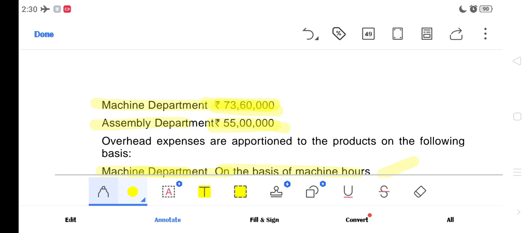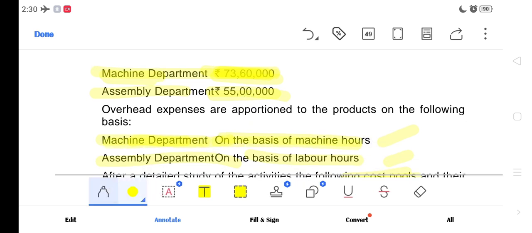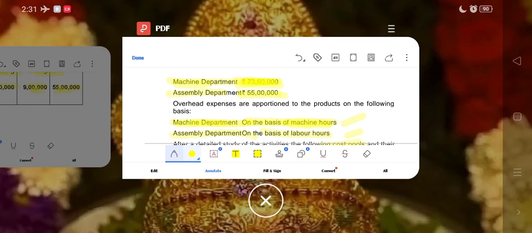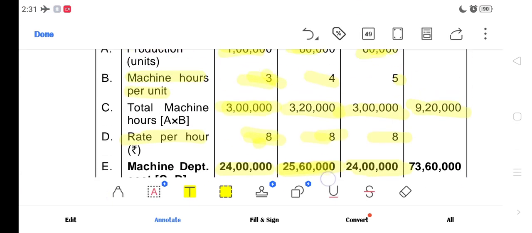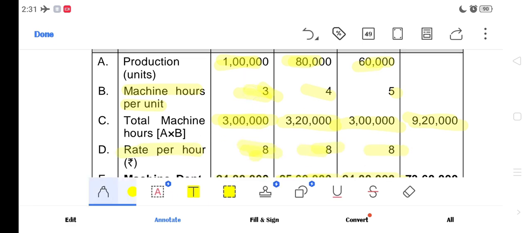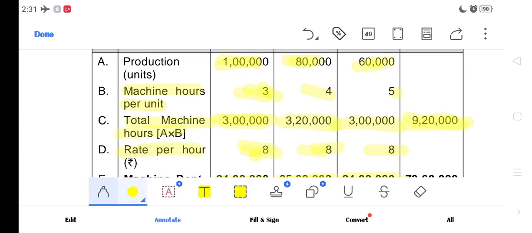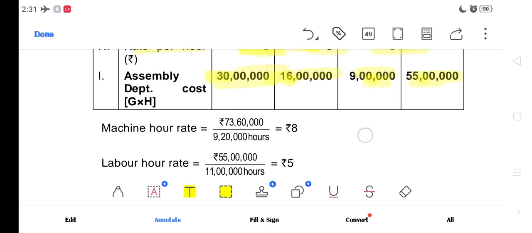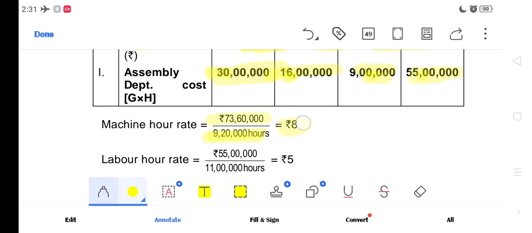So before knowing how much is per hour, how will you calculate per hour? See, 73 lakh 60,000 is there. If you divide with the total number of hours, this machine department is based on machine hours. So if you divide this 73 lakh 60,000 with total machine hours, then only you will get per hour. So how many total machine hours? Here it is, total machine hours is 9 lakh 20, right? So 73 lakh 60,000 divided by 9 lakh 20 hours, you get 8 rupees.